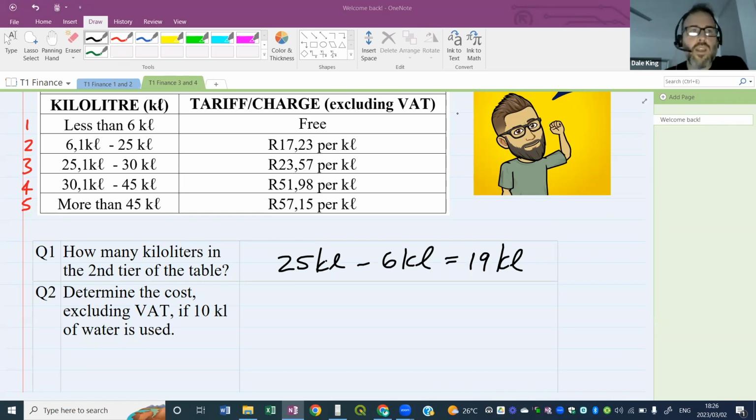Just remember that. It's actually very useful when you get to matric to know how much water is in each bracket. So I'm going to put a little 19 here. I'm going to put a 5 here for that one, and I'm going to put 15 here for that one.